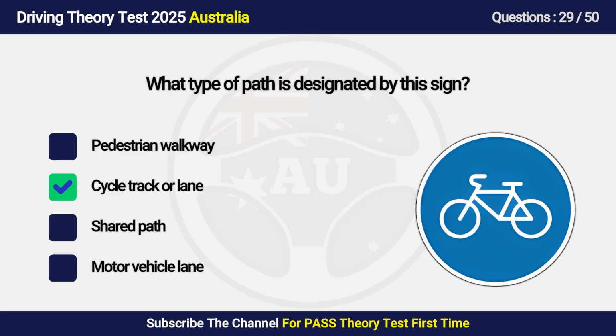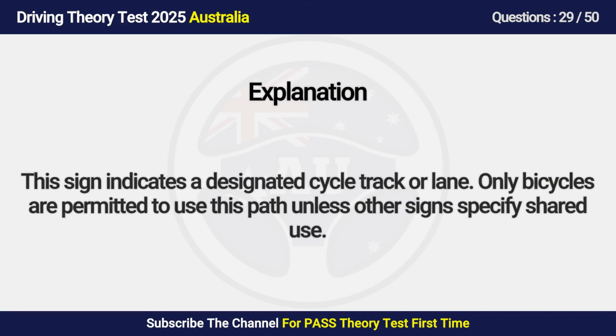Answer is B, cycle track or lane. This sign indicates a cycle track or lane. Only bicycles are permitted to use this path unless other signs specify shared use.